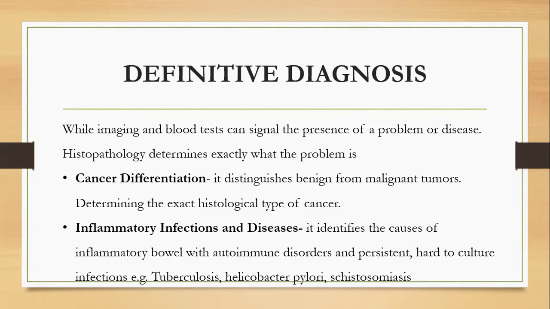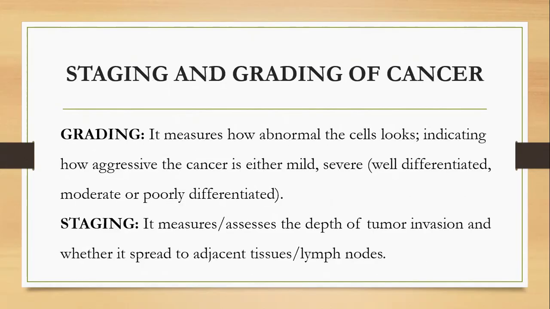It can also help in inflammatory disease conditions, okay, infectious disease conditions, and even autoimmune disorders, okay? Like if you pick inflammatory bowel disease, for instance, Crohn's disease and ulcerative colitis, you can make this diagnosis histologically, okay? Infectious disease conditions like TB, Helicobacter pylori, schistosomiasis, parasites, and what have you, and some other autoimmune diseases. These are diagnoses that can be made on tissues by histopathologists, okay?